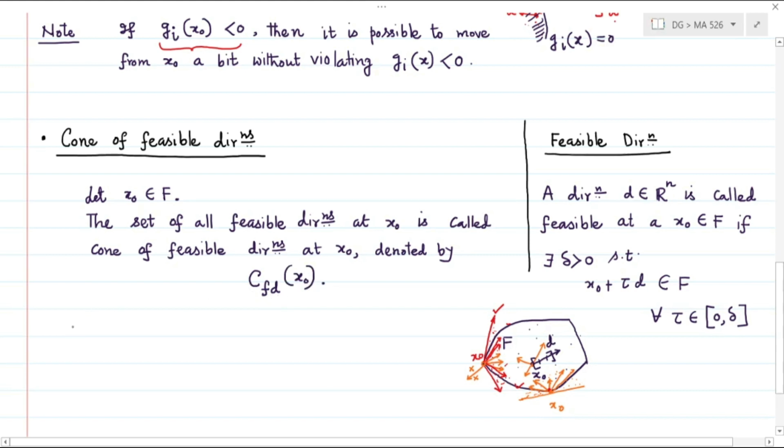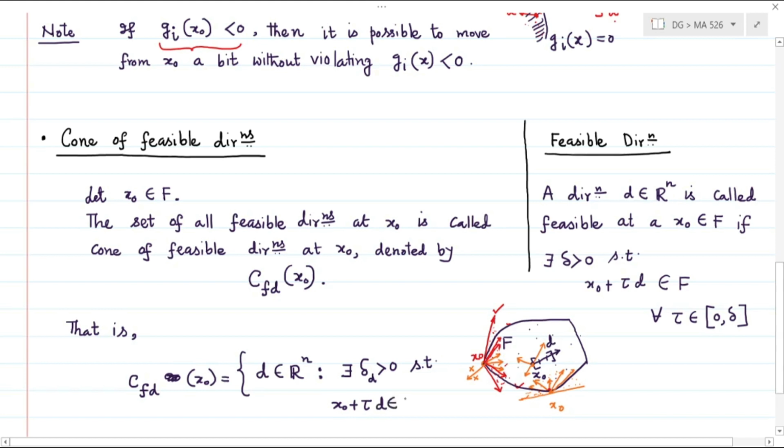And then, if I present it algebraically, CFD at the point x naught is the set of all those directions d in Rn such that corresponding to the direction d, there exists a delta, depending on d, greater than 0, such that x naught plus tau d belongs to the feasible region, and this has to happen for all tau belonging to 0 to delta. Fine. This is the definition of the cone of feasible directions.